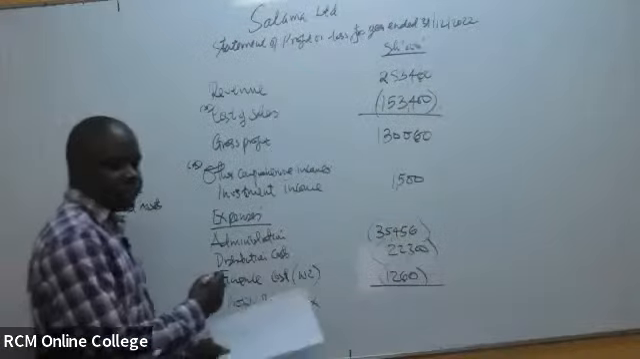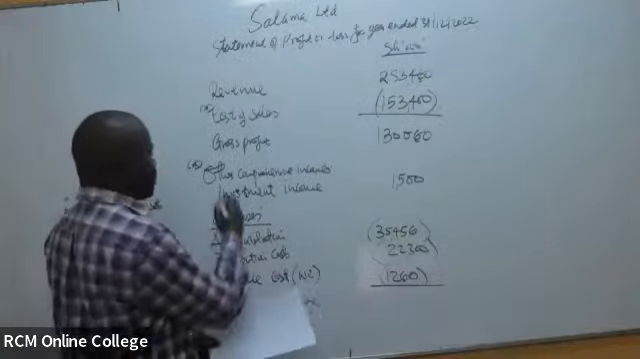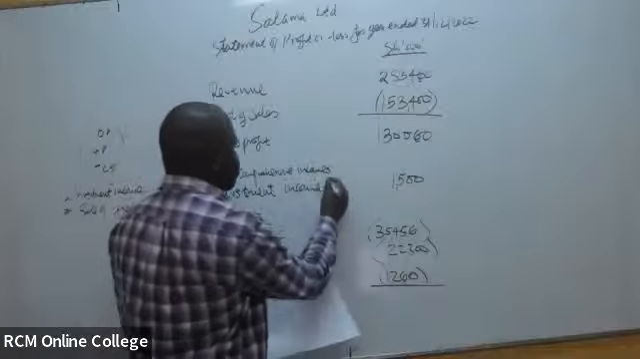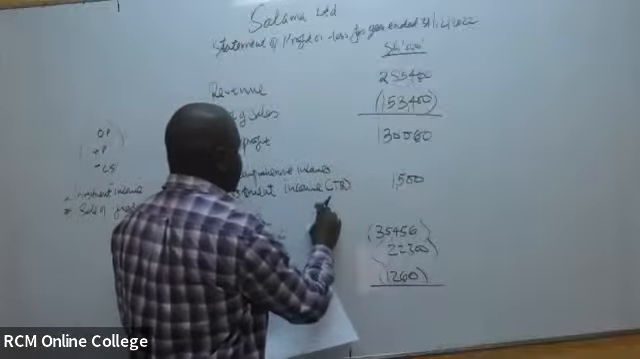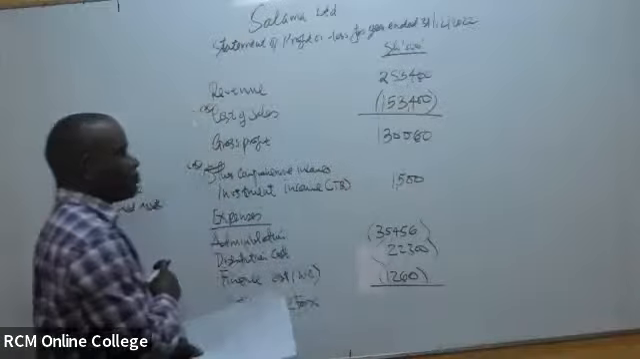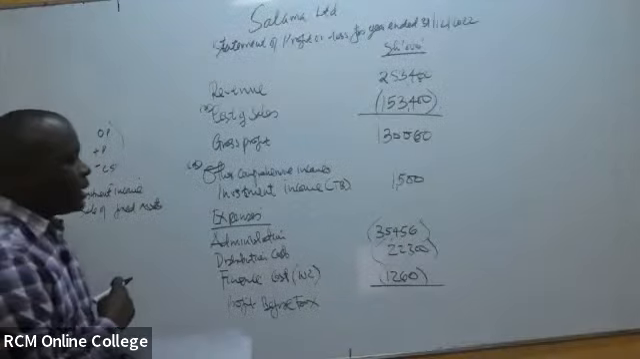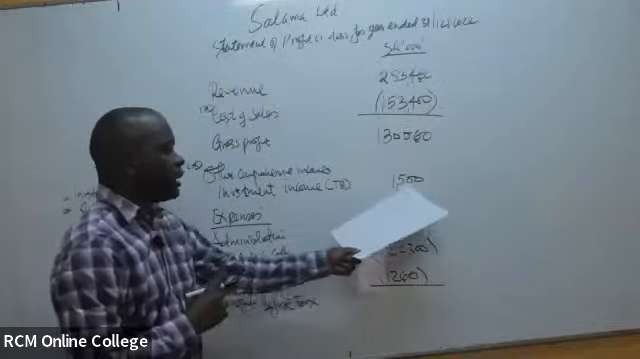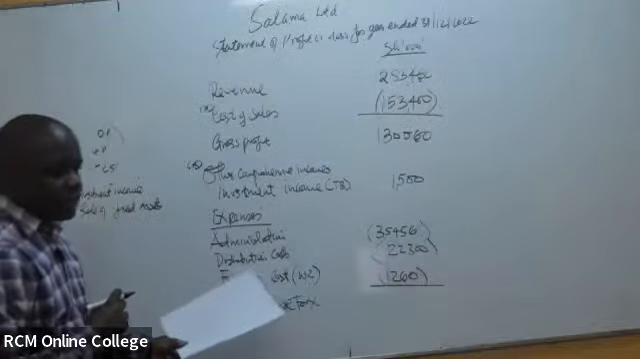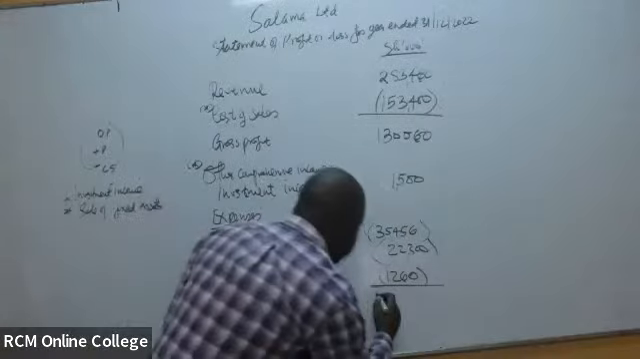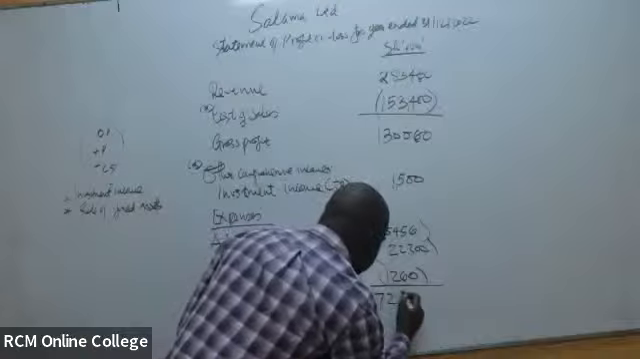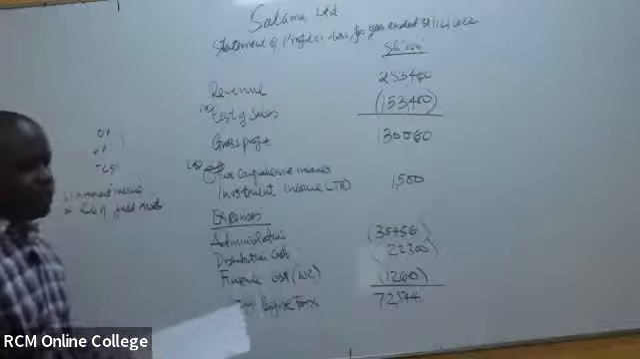So the comprehensive income, this is investment income. It is from the trial balance. It is from the TB. Check the trial balance on the credit side. You'll be able to see this investment income of 1,500. So it is 72,544. So that is the profit before tax.